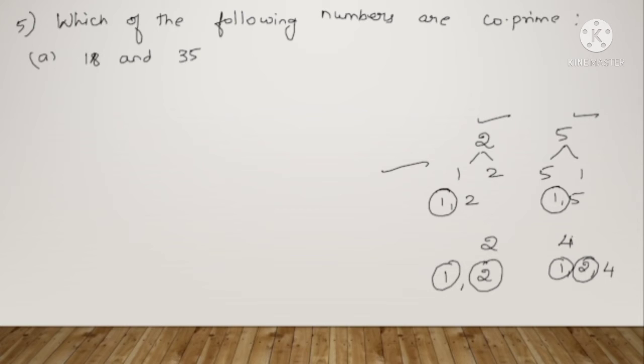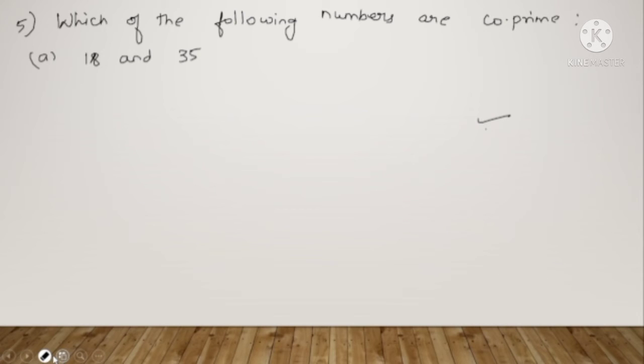Okay, so if the two numbers have the common factor to be only the number 1, we say that the two numbers are co-prime. So only 1 can be the common factor. If 1 is the only common factor of two numbers, we say that those two numbers are co-prime. Okay? So coming back to the sum.